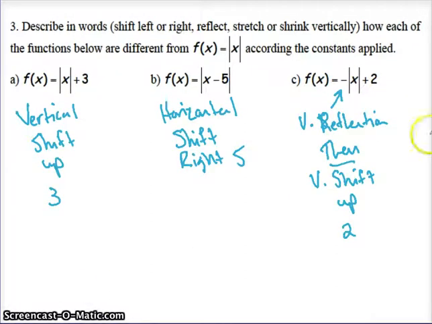Okay, each one of the answers is given to you here. Again, addition on the outside is a vertical shift, so we're going to travel up 3. Subtraction or addition inside is a horizontal shift, and remember, subtraction actually creates a shift to the right, so you're going to go right 5. Remember that we multiply before we add, so you would want to vertically reflect. Then, since we're adding on the outside, it's also a vertical shift up 2 units.